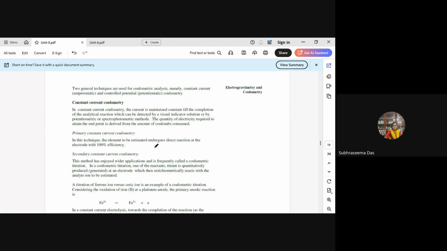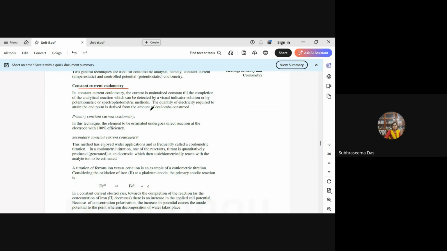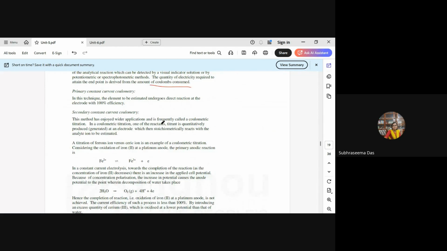Now we'll start with constant current coulometry, that is amperostatic coulometry. In constant current coulometry, the current is maintained constant till the completion of the analytical reaction, which can be detected by a visual indicator or instrument. The quantity of electricity required to attain the endpoint is derived from the amount of coulombs consumed. In primary constant current coulometry, the element to be estimated undergoes direct reaction at the electrode with 100% efficiency.